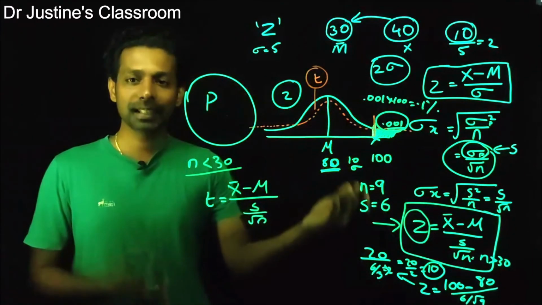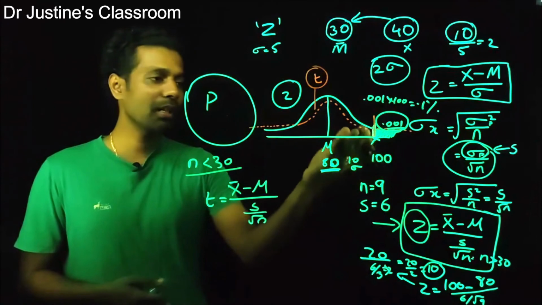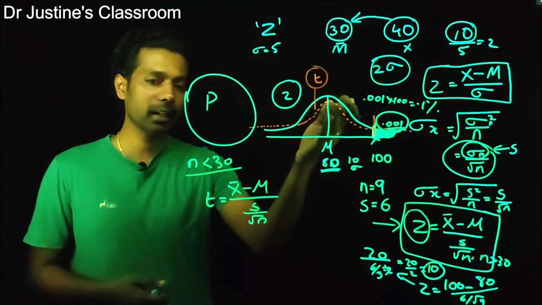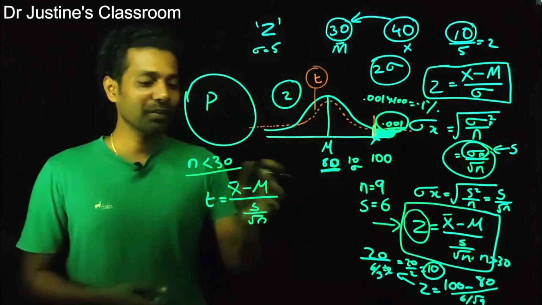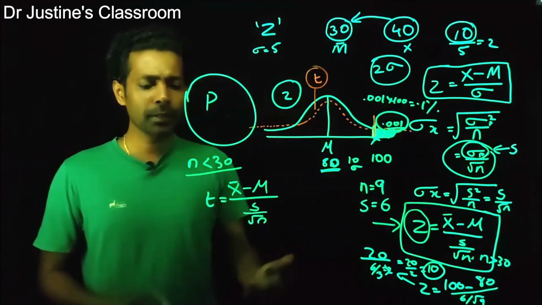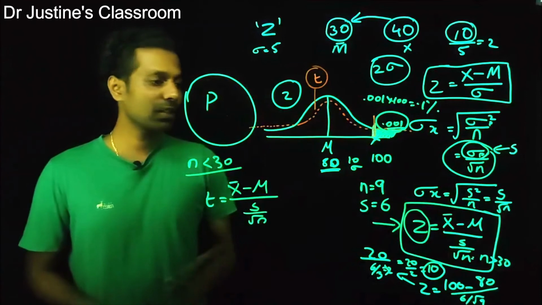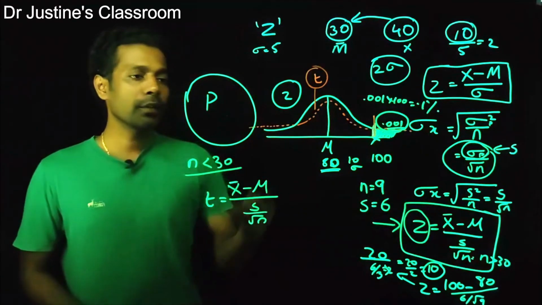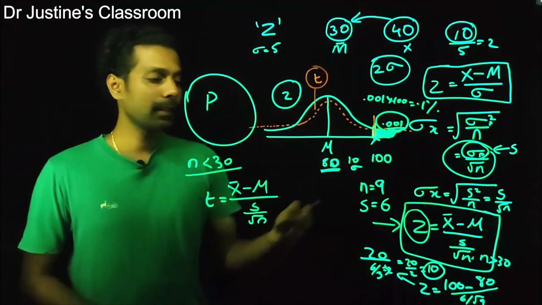So you can make the judgment based on the area under the normal curve. Now this condition we call a T test, and this condition we call a Z test. So if the sample size is smaller, go for a T test. If your sample size is higher, it will follow a normal curve, and it's a Z test.